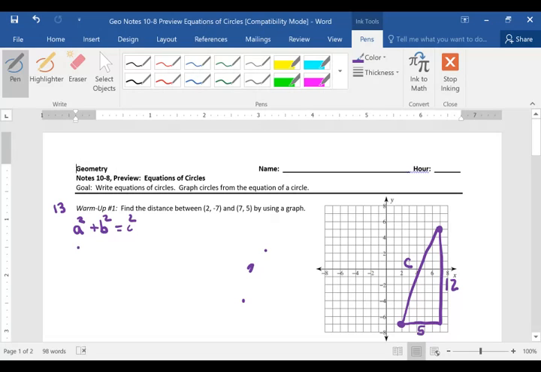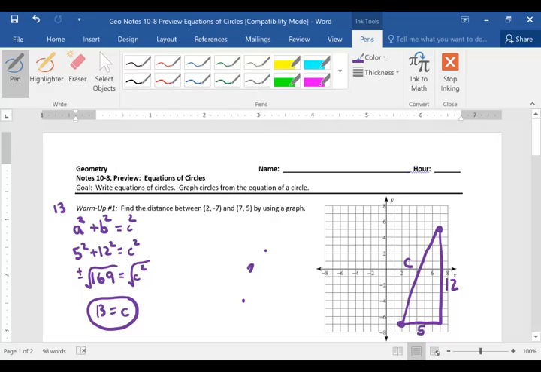So we have 5 squared plus 12 squared equals C squared. So we have 169 equals C squared. Take the square root of both sides, show that you're taking plus or minus, but our final answer is just the positive value since it is a length.